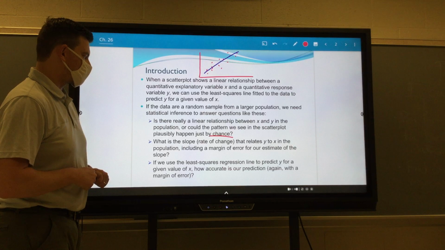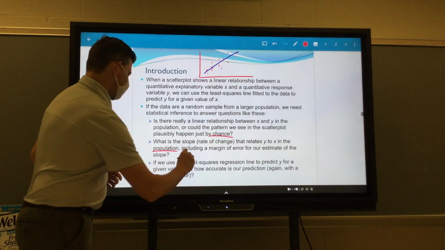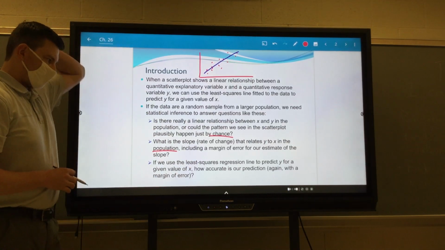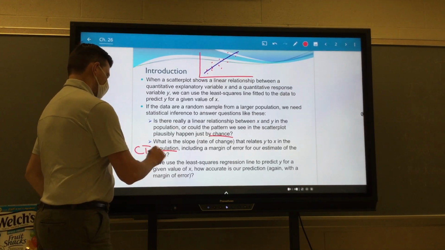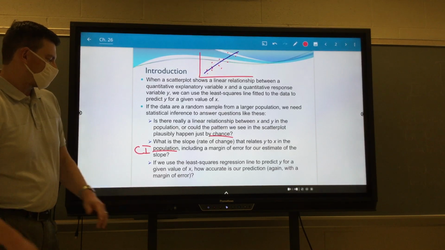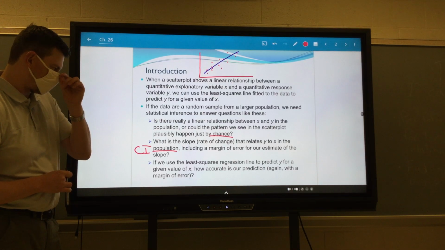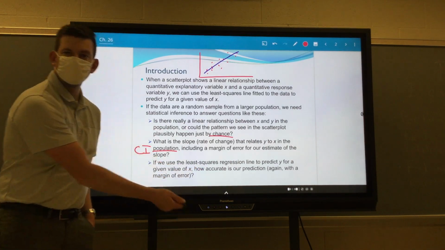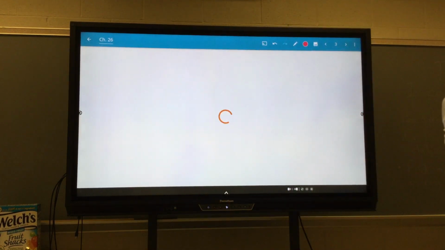Secondly, what is the slope that relates y to x in the population? Again, this idea about knowing something about the population from our sample, including a margin of error for our estimate of the slope. This kind of goes along with a confidence interval that I said we'll talk about on Monday. And lastly, if we use the least squares regression line to predict y for a given value of x, how accurate is our prediction? And again, the idea being a margin of error. So these are the questions that we hope to answer.